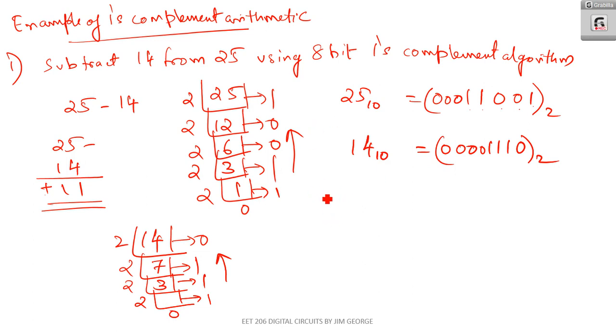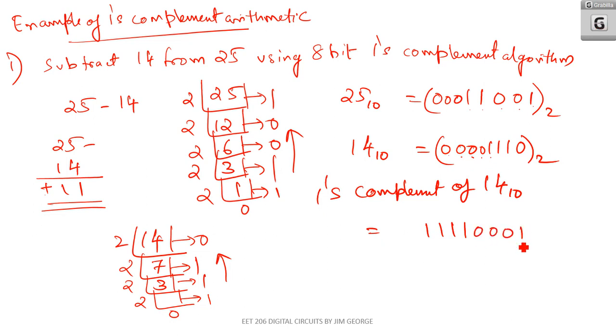Now you take the 1's complement of 14 in base 10. What is it? That is given by 1 1 1 1. Okay. 0 becomes 1, 0 becomes 1, 0 becomes 1, 0 becomes 1. Then the last four bits 1 1 1 0 become 0 0 0 1. Okay. So that is the 1's complement.